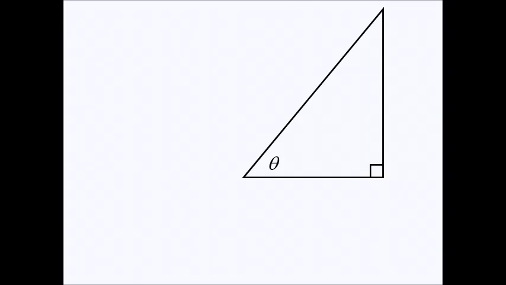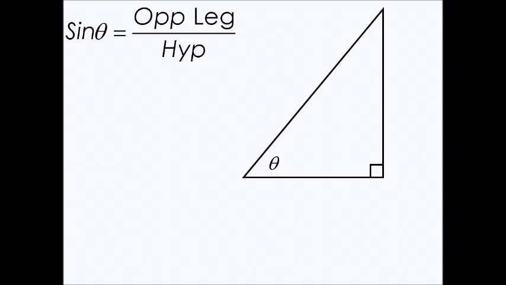Let's look at the trig functions. Theta is an angle within the right triangle. Sine of theta is defined as the side that is opposite theta divided by the hypotenuse. This is the side that is opposite theta. This is the hypotenuse. Sine of theta equals the side that is opposite theta divided by the hypotenuse.